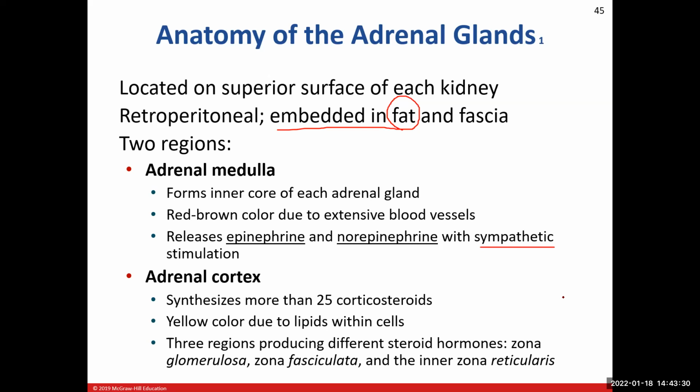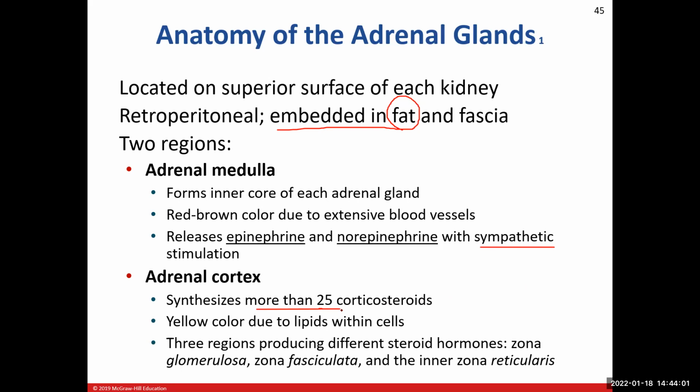So usually these hormones are being released from a sympathetic response, usually because you need to get up and get out or something. You need to be put on high alert for whatever. Now, the adrenal cortex is the other region of the adrenal gland, and it makes up the outer shell of our adrenal gland. And so it makes over 25 corticosteroid hormones. We're not going to talk about all 25 of them.